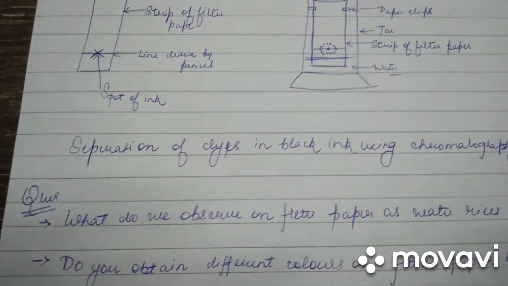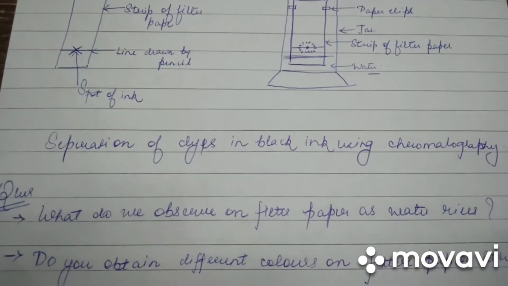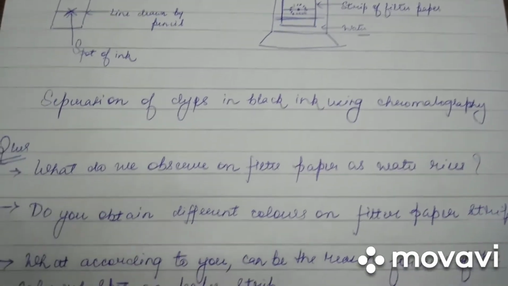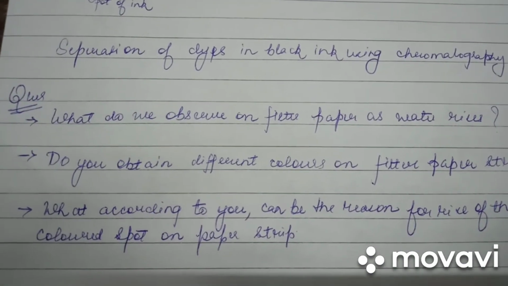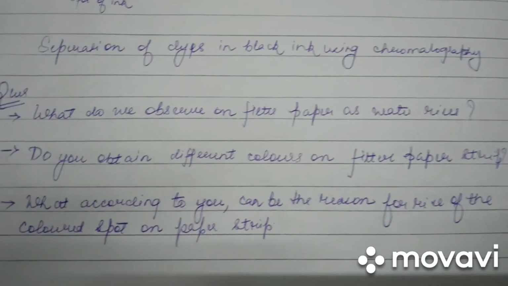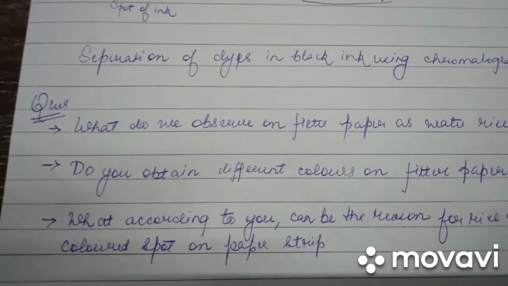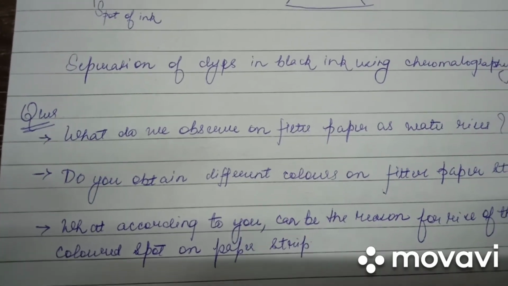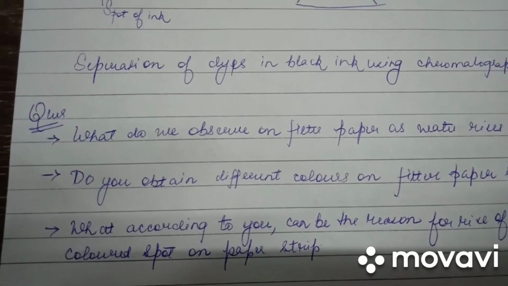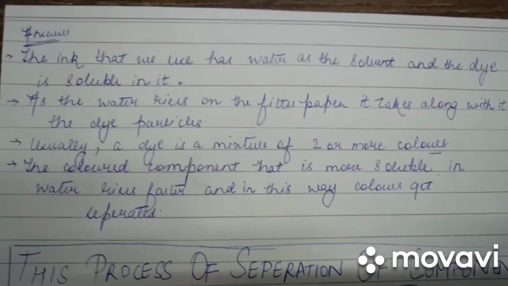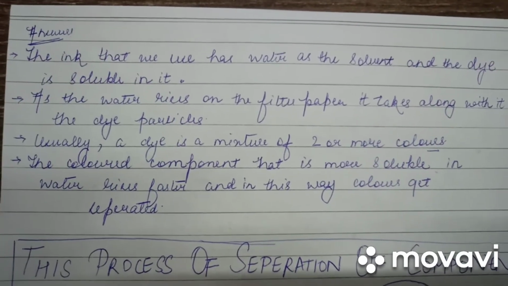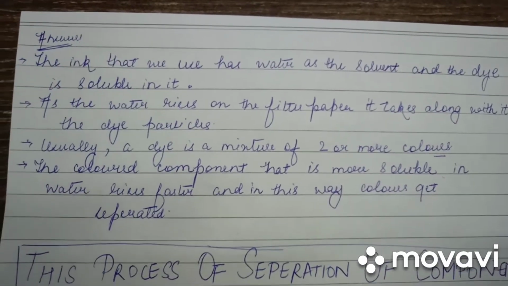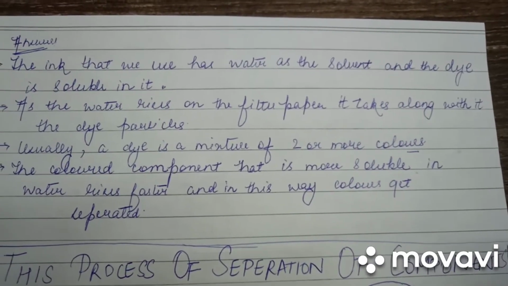What do we observe on the filter paper as the water rises? Do we obtain different colors on filter paper strip? And what, according to you, can be the reason for rise of the colored spot on the paper strip? Let us now discuss all these questions in detail. The ink that we use has water as the solvent and the dye is soluble in it. As the water rises on the filter paper, it takes along with it the dye particles.